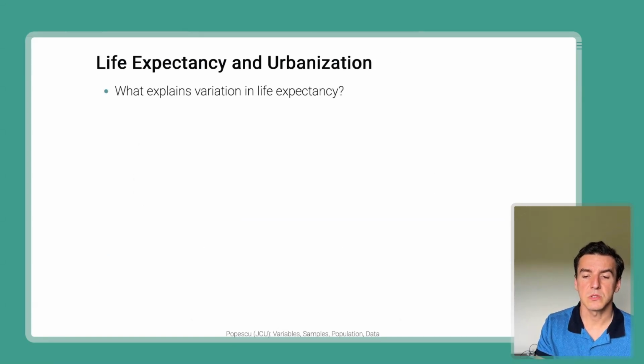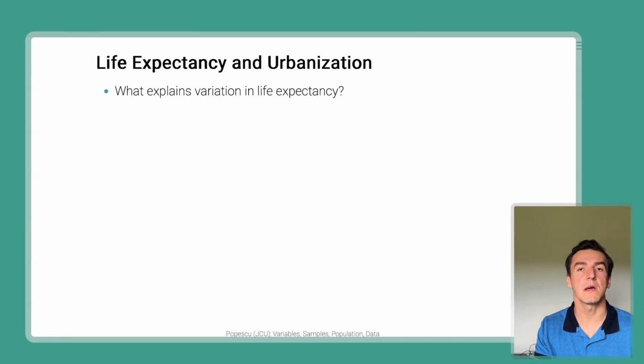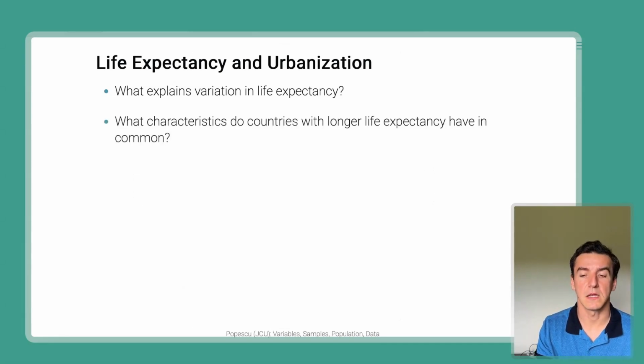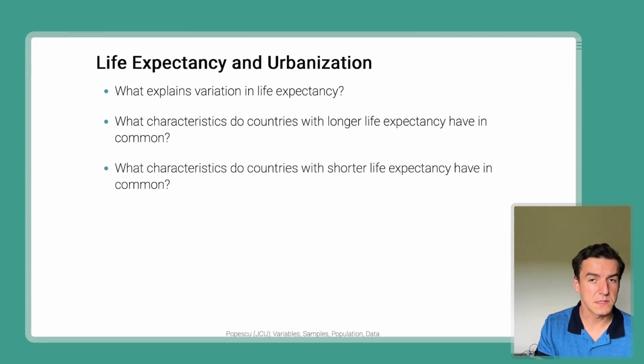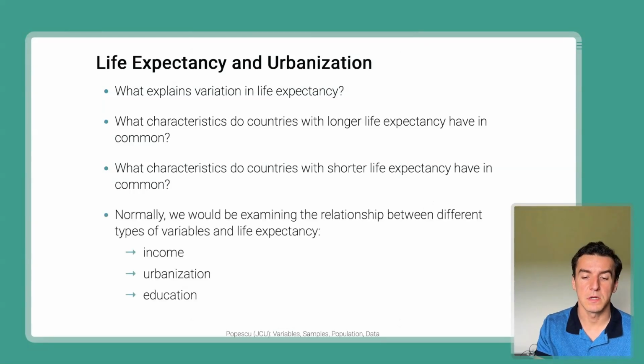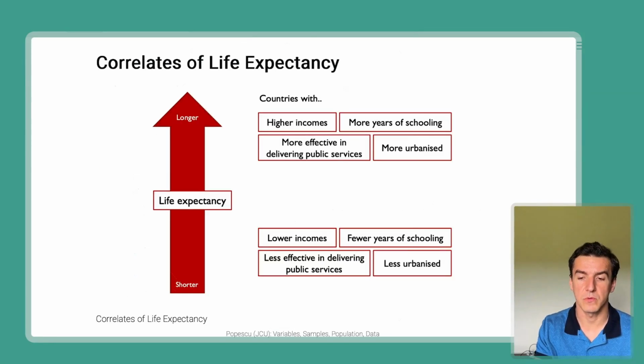Okay, so the first question that we should be asking ourselves, what could be the factors that could be impacting life expectancy? Essentially, what are the characteristics of countries that have high life expectancy? What do they share in common? Similarly, what are the characteristics that countries with lower life expectancy have in common? So we can think of things like income, urbanization, and education. So urbanization is potentially just one of these many variables.